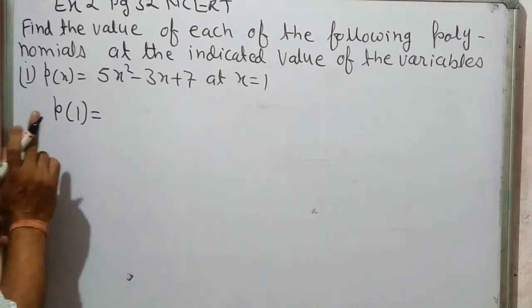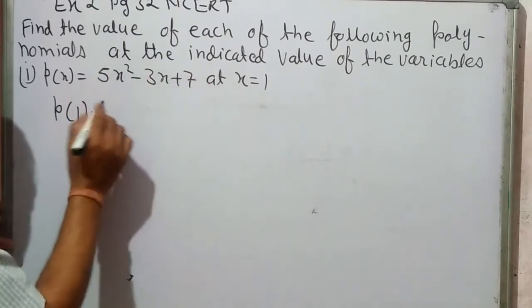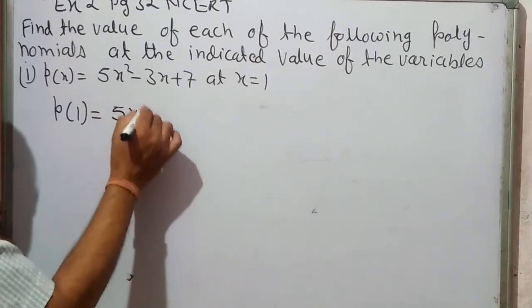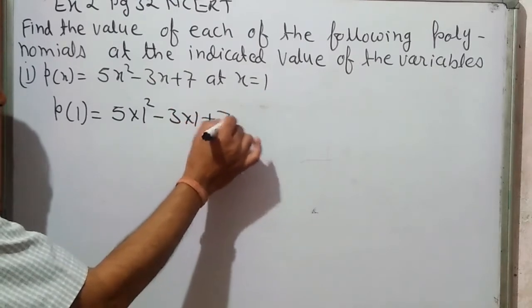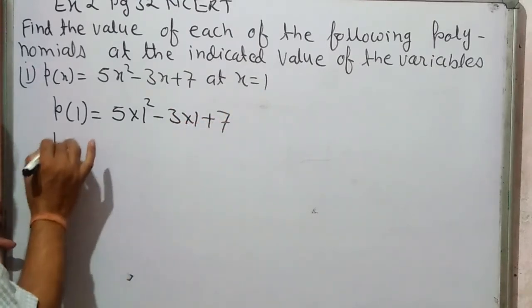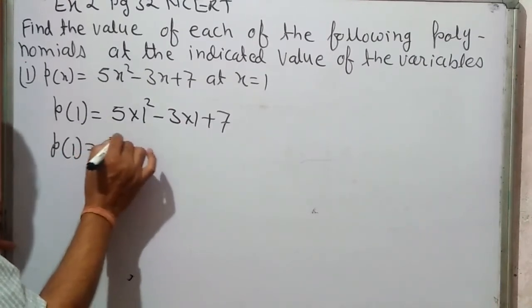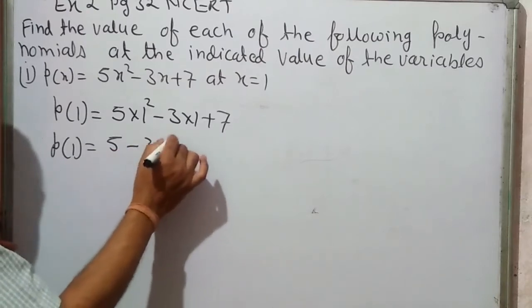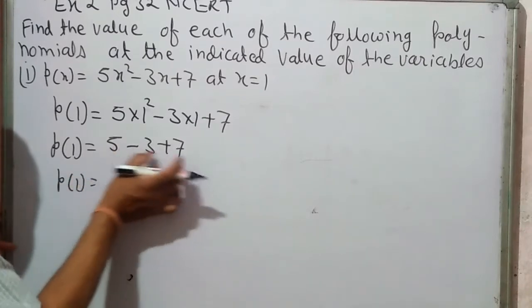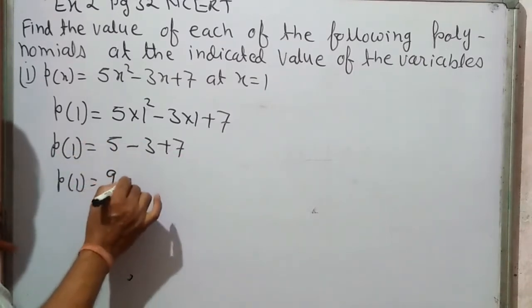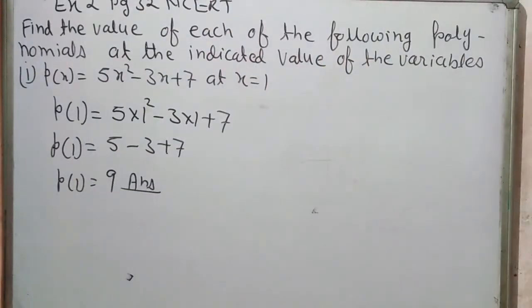How shall we find this? We'll replace x everywhere with 1. So it should be 5 multiplied by 1 square minus 3 multiplied by 1 plus 7. That means the value of the polynomial at x equals 1 is 5 minus 3 plus 7. Can we calculate? 5 plus 7 is 12, 12 minus 3 is 9. So that will be the answer for this particular part.